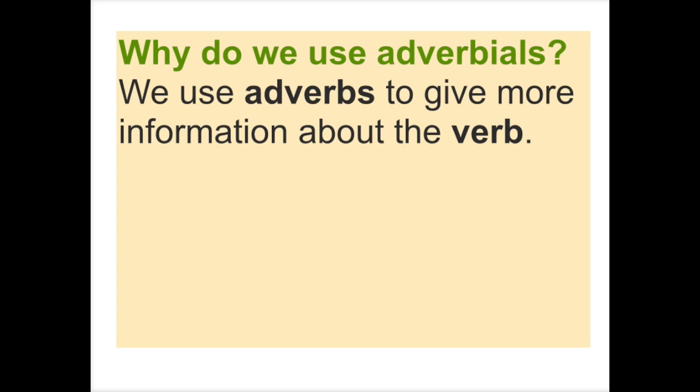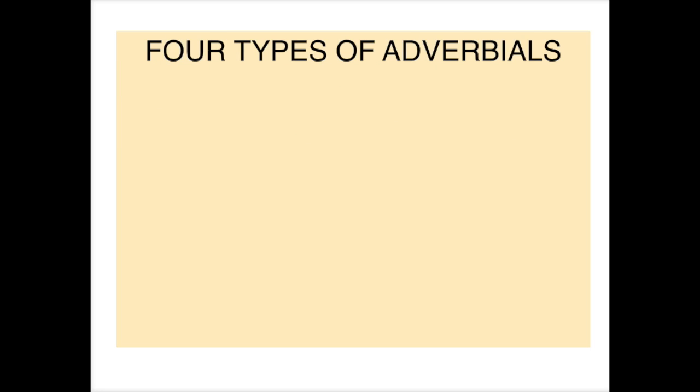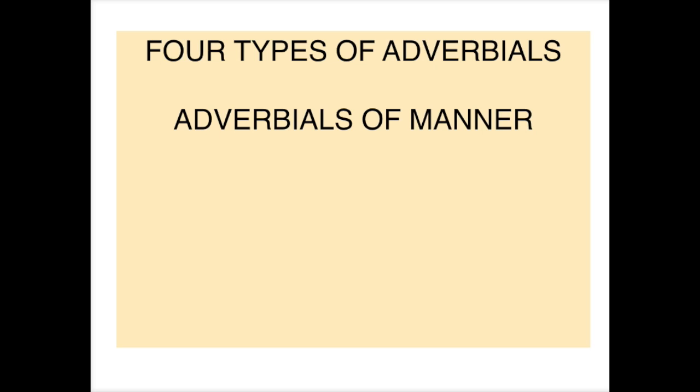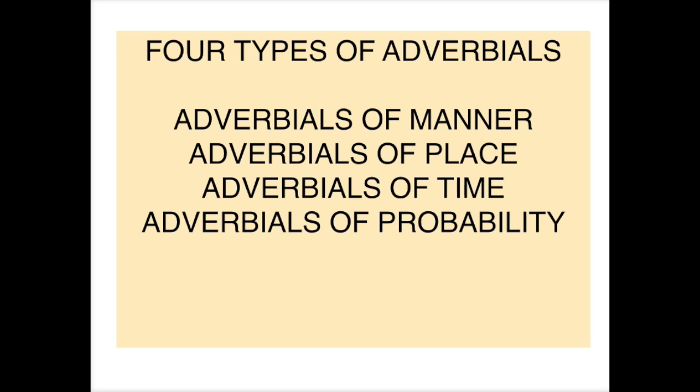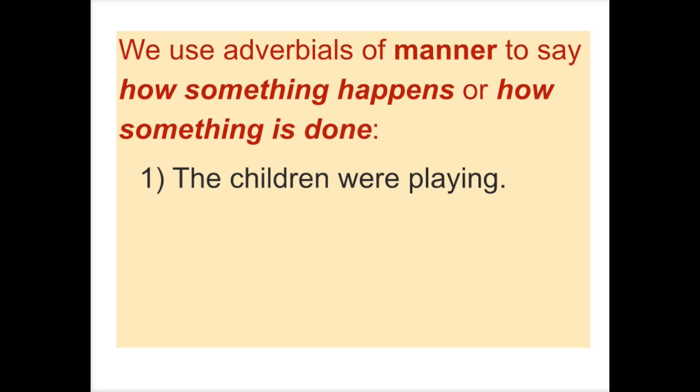So we use adverbials to give more information about the verb, and there are four types of adverbials. One is adverbials of manner, adverbials of place, adverbials of time, adverbials of probability. Adverbials of manner. We use adverbials of manner to say how something happens or how something is done. An example here is the children were playing, and if we were to add an adverbial to that, it would be the children were playing happily. So that's an adverbial of manner. It's saying how something happens or how something is done.